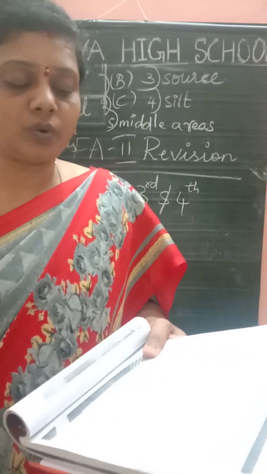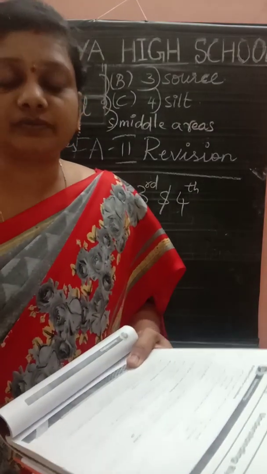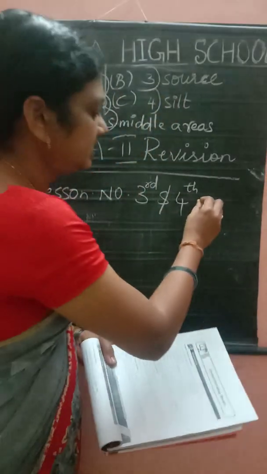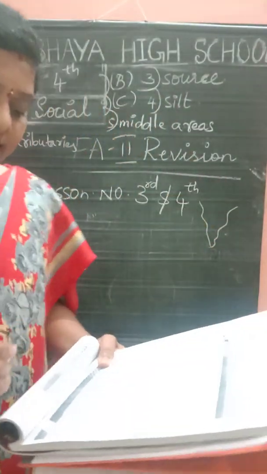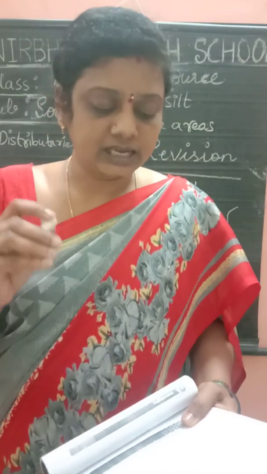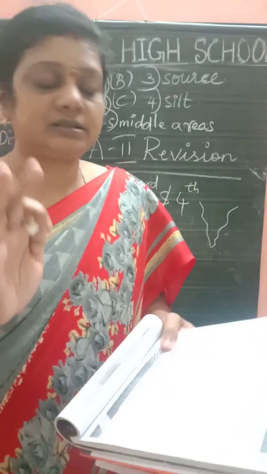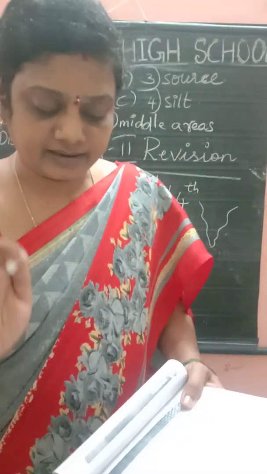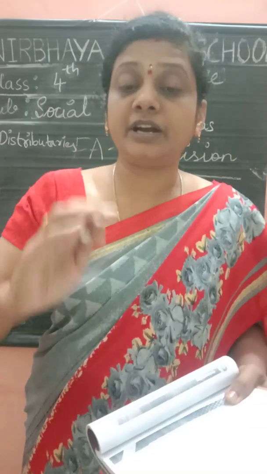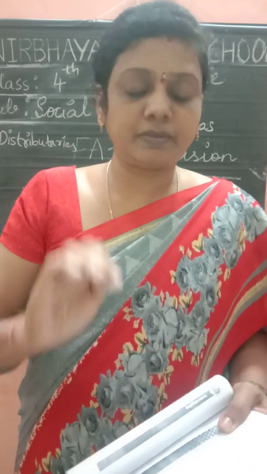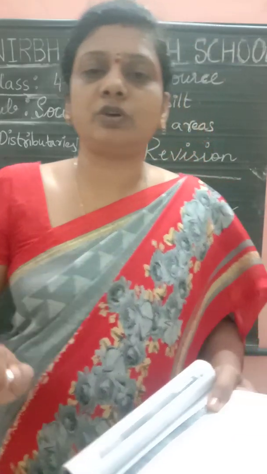Define delta, how it is formed. A delta is usually a triangular piece of land. A delta is a land made of sedimentary deposits left by a river flowing into a large water body. A delta is usually a triangular piece of land, and delta is land made of sedimentary deposit left by a river flowing into a large water body.